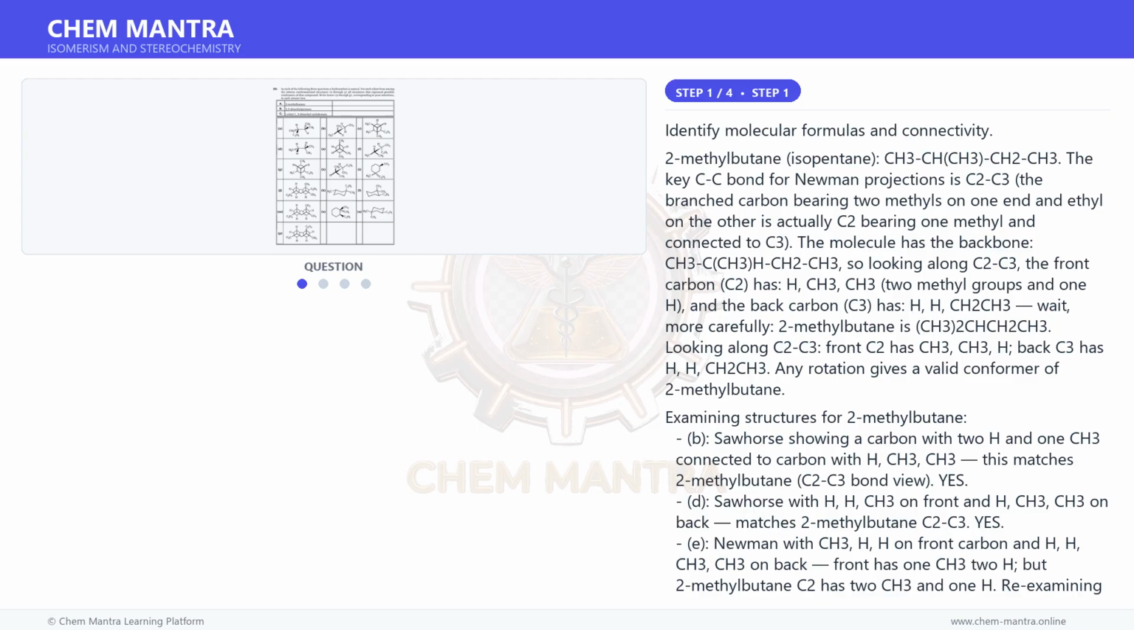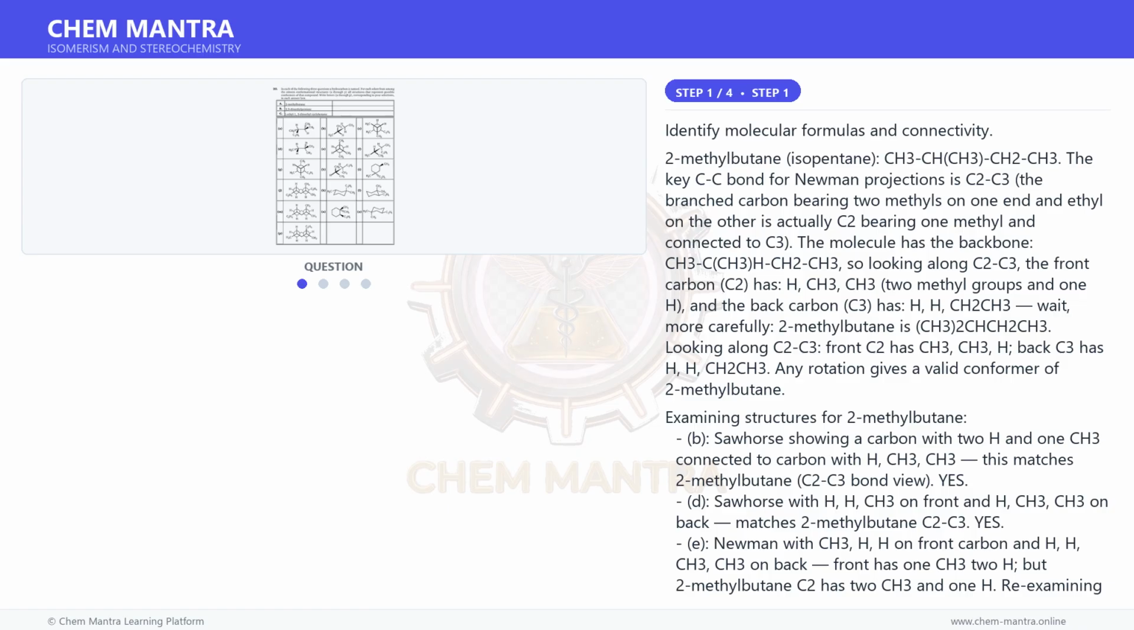2-methylbutane, isopentane: CH3CH(CH3)CH2CH3. The key C–C bond for Newman projections is C2–C3. The branched carbon bearing two methyls on one end and ethyl on the other is actually C2 bearing one methyl and connected to C3. The molecule has the backbone CH3, CH, CH3, H, CH2, CH3.